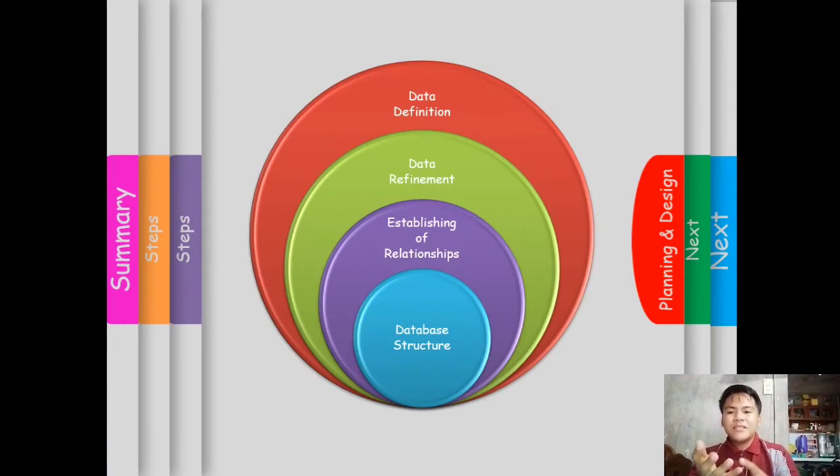Okay? So, from the word itself, data definition, we're going to define the information that we need. Then, from the word itself, data refinement, we are going to modify or refine, isaayos yung ating information na na-define. Then, after that, we are going to establish its relationship. Ano nga ba yung mga pagkaka-relate ng mga iba't ibang information na na-gather natin at na-refine natin. Okay? So, we are going to discuss those three one by one. So, first one, we're going to discuss first the data definition. So, ano nga ba ang gagawin natin on the data definition?